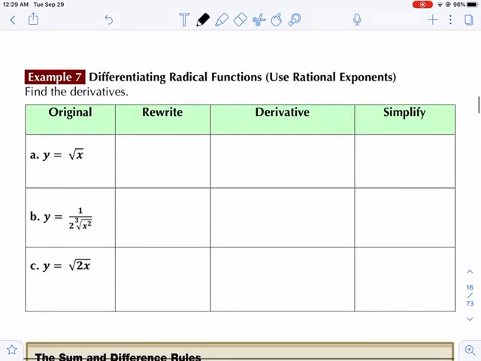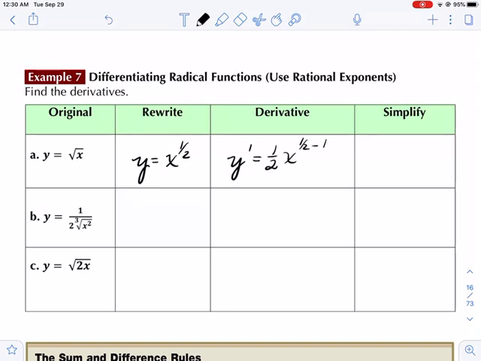So the first thing I would do is, if I want to find the derivatives here, the first one is y is equal to the square root of x. I would rewrite as y is equal to x to the 1/2 power, and then define the derivative, y prime is equal to 1/2 x to the 1/2 minus 1. I'm going to write 1/2 minus 1 here just because sometimes it can catch people. But 1/2 minus 1 is then negative 1/2.